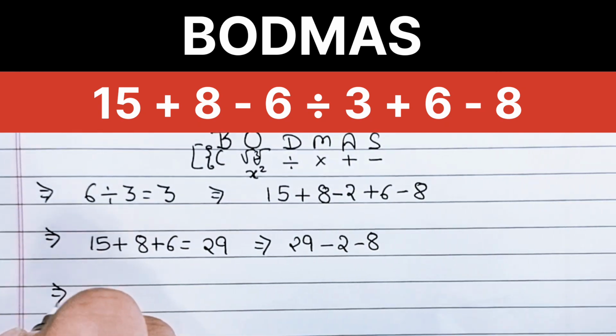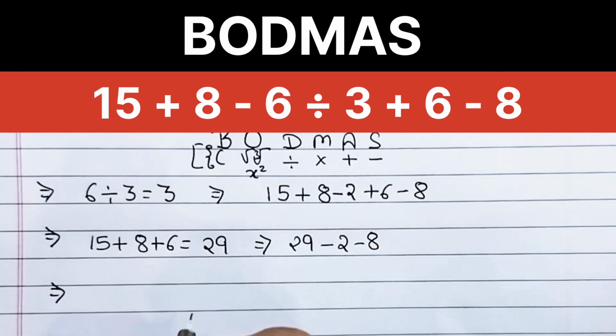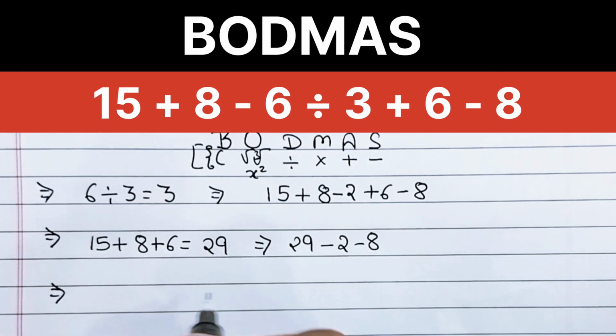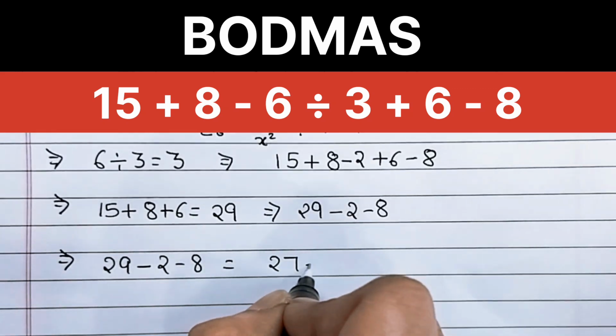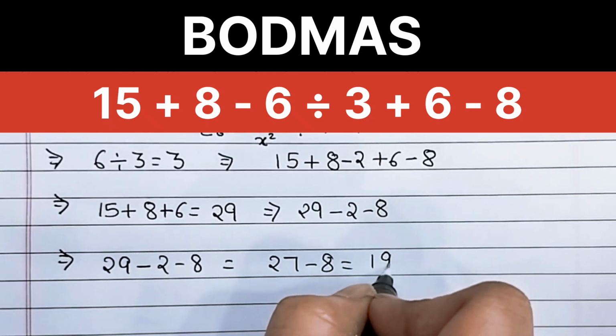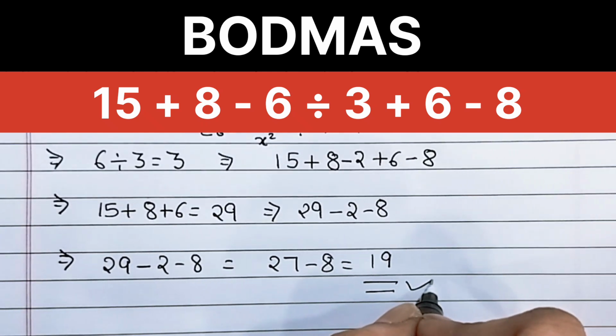Now the third step, subtraction. Subtraction is the final step in this expression. Subtract the remaining values from the total. Subtract the values: 29 minus 2, that is 27, minus 8 equals 19, and 19 is the final result.